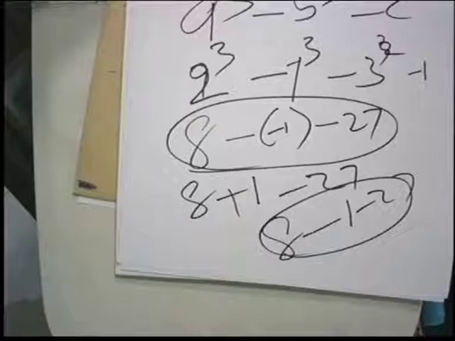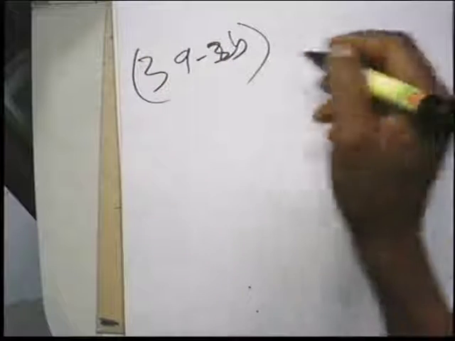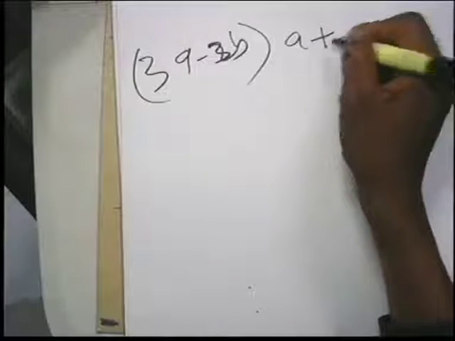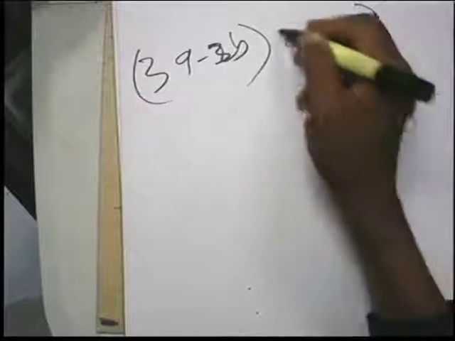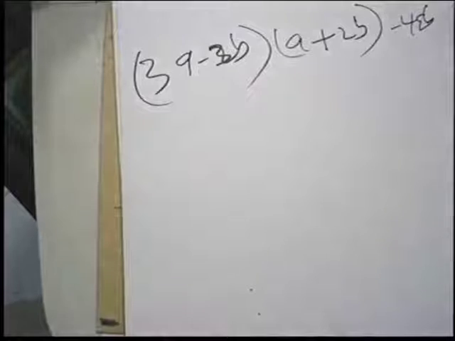Let us look at this. Simplify. These are the questions you will be seeing in Mathematics 6, and they are there in the study guide. 3a minus 2b in bracket, a plus 2b in bracket, minus 4ab. Those are the things you should be expecting that will come.